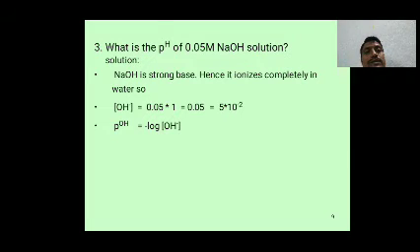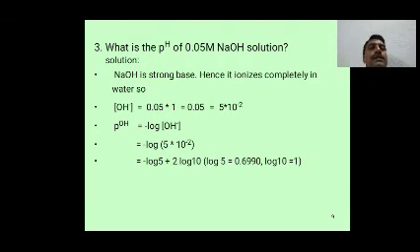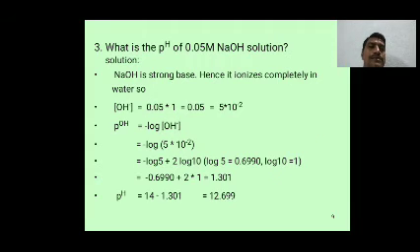Therefore, pOH is equal to minus log of OH- ion concentration, minus log 5 × 10^-2. Log of m × n is log m plus log n, so log 5 plus 2 × log 10. Log 5 is equal to 0.6990, log 10 is equal to 1, so minus 0.6990 plus 2 is equal to 1.3010. Therefore, pH is equal to 14 minus 1.3010, that is equal to 12.6990.